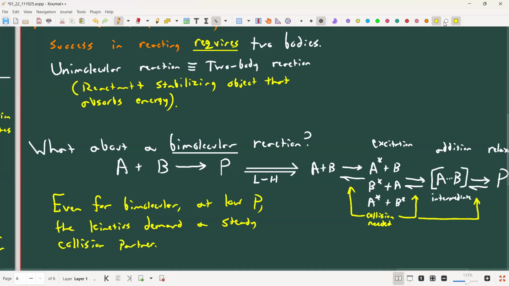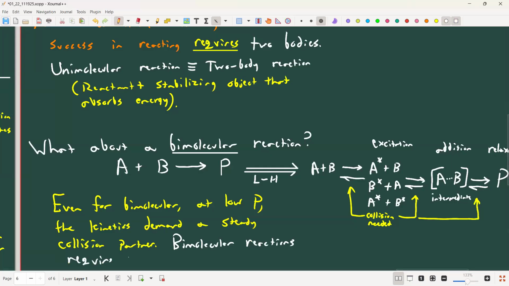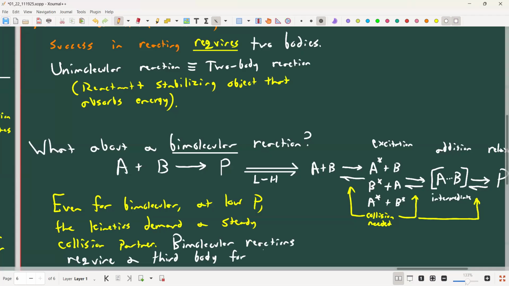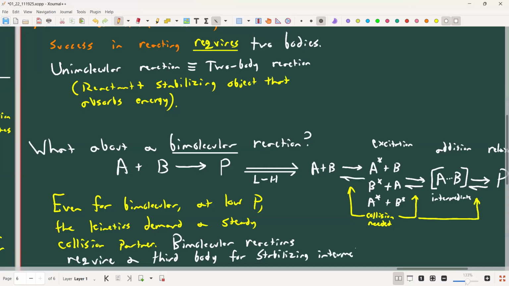All right, so what's the conclusion then? Bimolecular reactions require a third body, for stabilizing the intermediate. And also to generate it as well, but especially to stabilize the intermediate. All right, we'll look at an example of this next class.